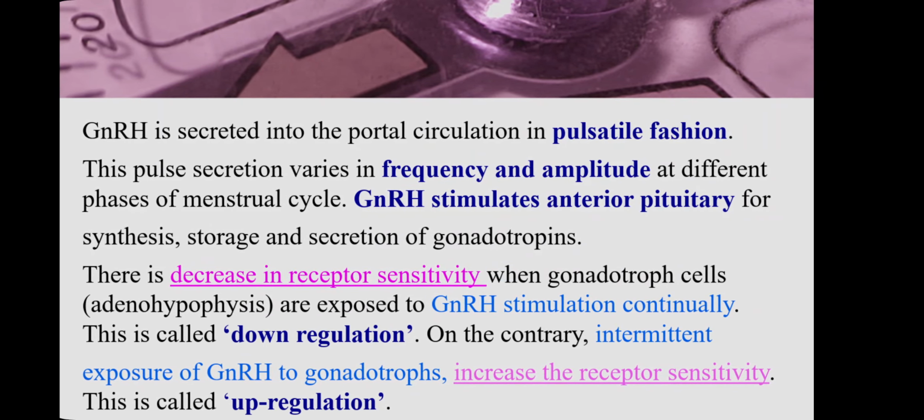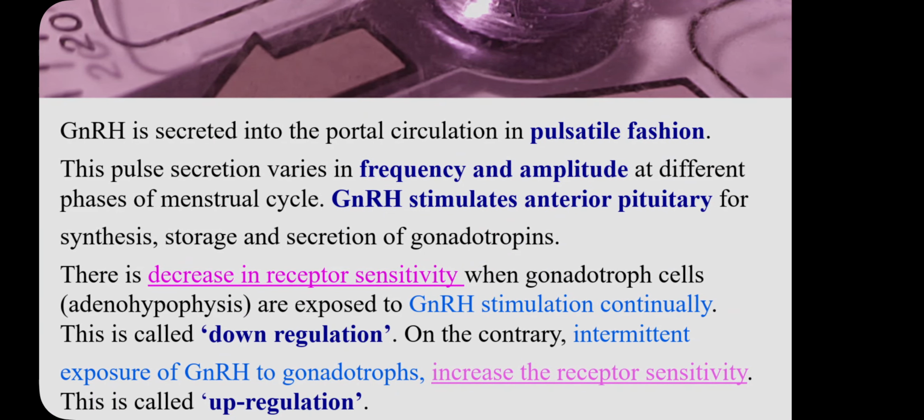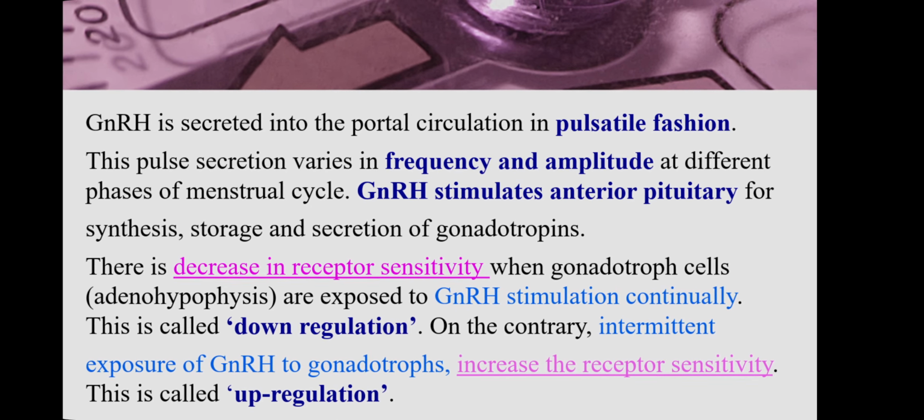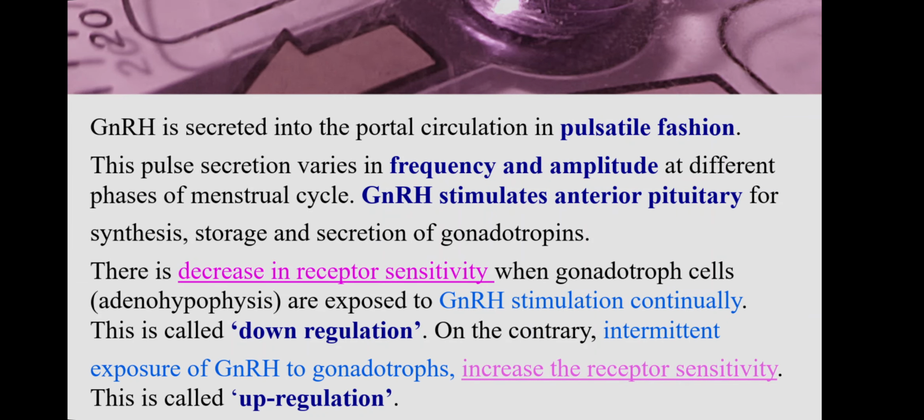GnRH is then secreted into the portal circulation in a pulsatile fashion. In a pulse fashion it is secreted. So what do you mean by pulsatile secretion? You may get a doubt. It is not secreted continuously or regularly. I said it is secreted in a pulsatile fashion. What do you mean by pulsatile secretion? Pulse secretion varies in the frequency and amplitude at the different phases of the menstrual cycle. That's why the pulsatile secretion is important.